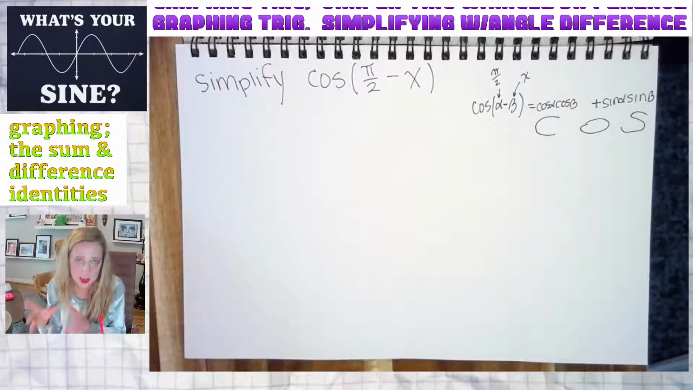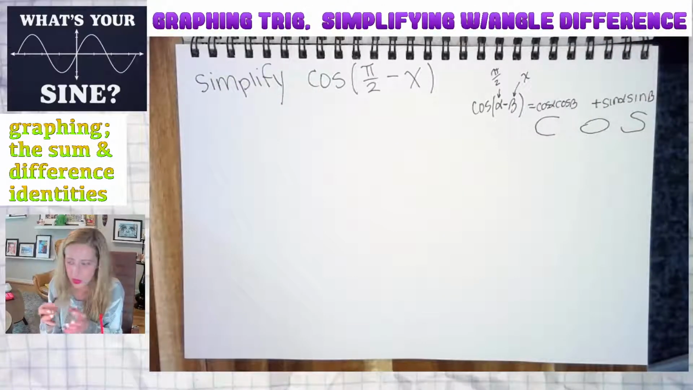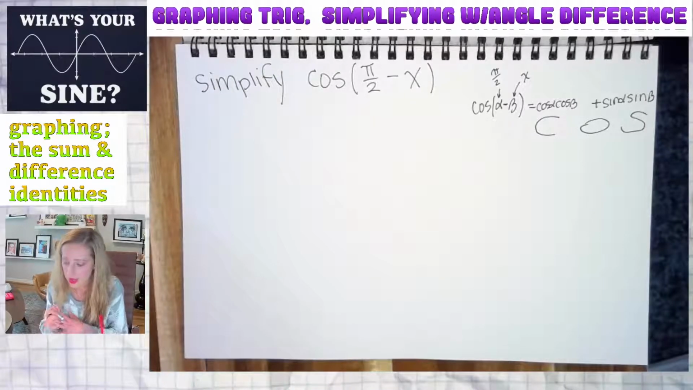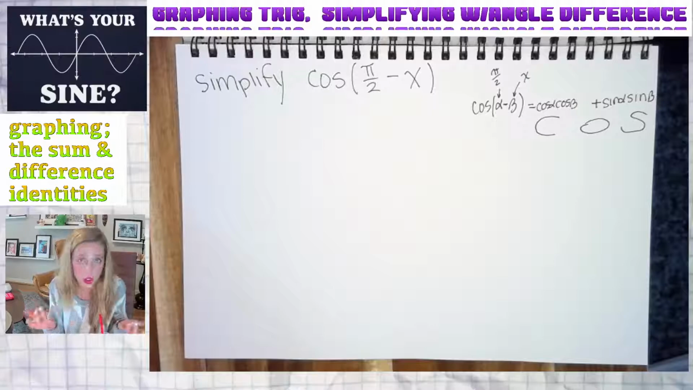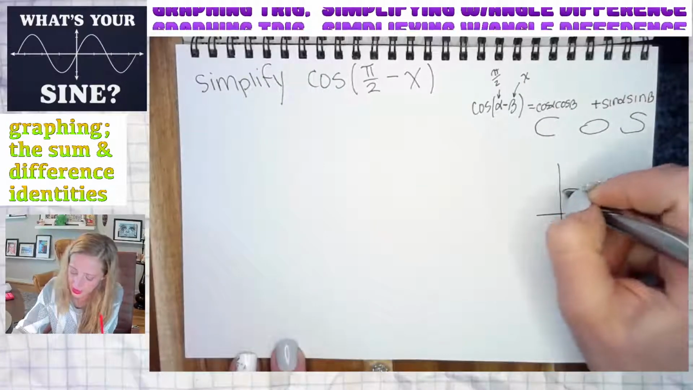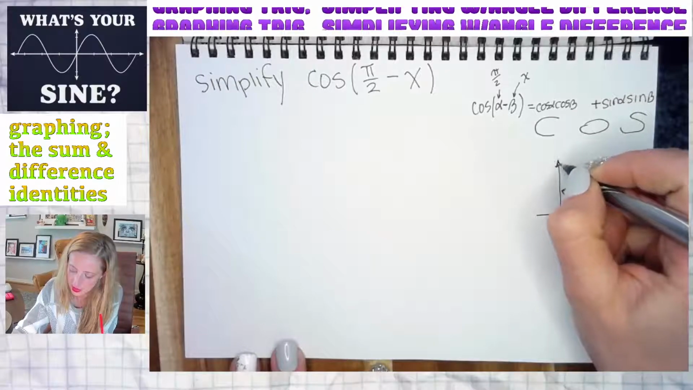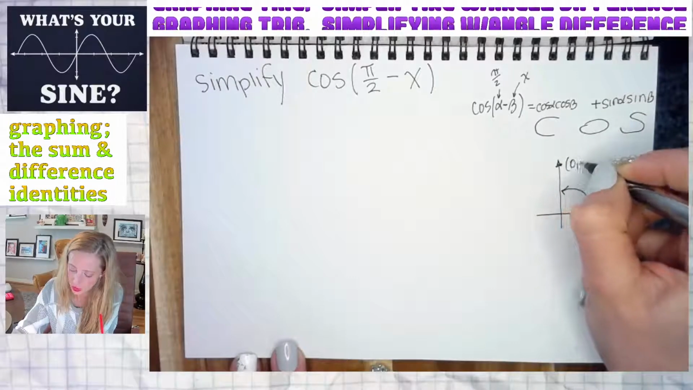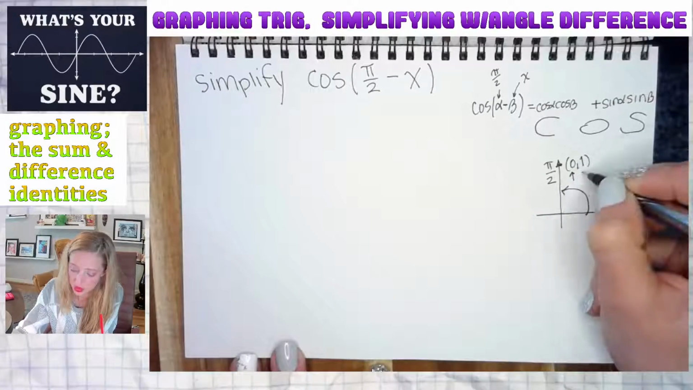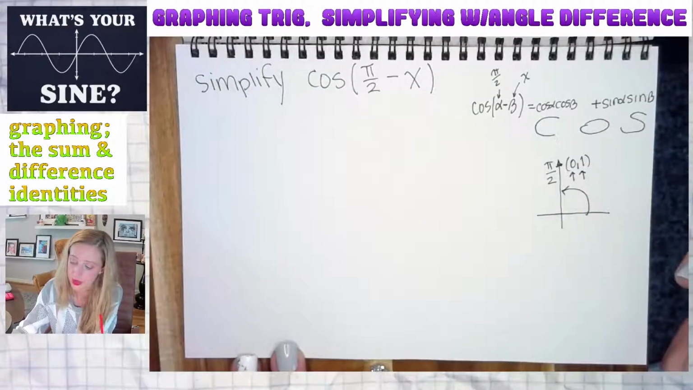X is basically going to stay in the problem, as cosine of x or sine of x. They stay along for the ride the longest. But the cosine or the sine of pi over 2, we're going to evaluate. Pi over 2 is on the unit circle at the very top. It's 90 degrees, and the ordered pair there is 0, 1. So we should know that the cosine is 0 and the sine is 1.